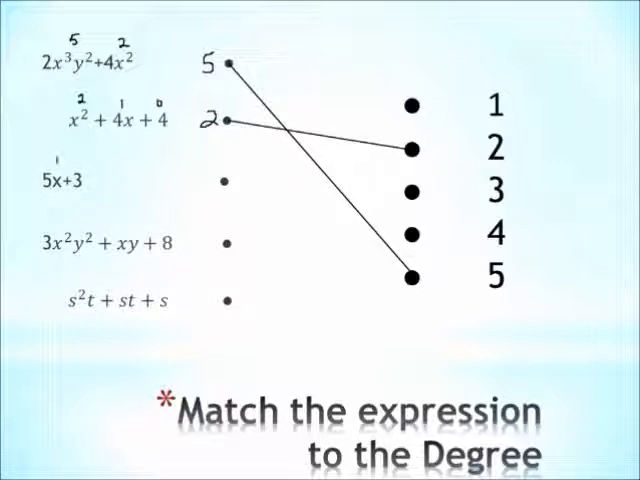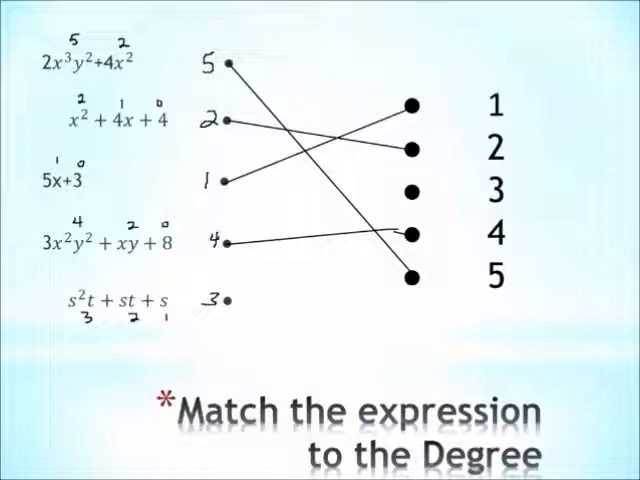The next one has 1, 0, so it would be 1. Again, I'm going to pick up my line tool. And then we have 4, 2, 0, so that would be a 4. Oops, something happened with that one. And then the last one would be a 3, 2, 1, so it'd be a 3.